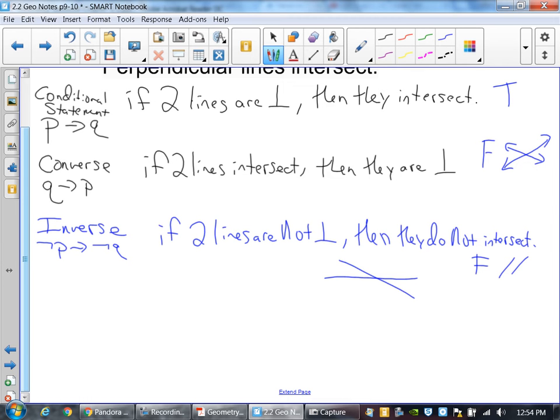What happens a lot of times with these types of statements, the middle two parts, the converse and inverse, are generally false. Okay? They're usually false. There are very few times that they are true. There's a special case for that. I don't know if we'll have enough time today to talk about that case, but who knows? We'll play it by ear. And then the last one is called the contrapositive.